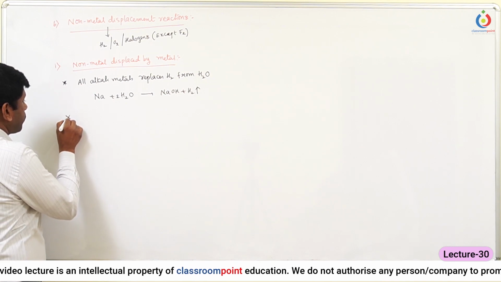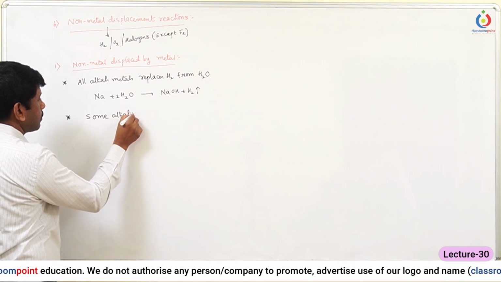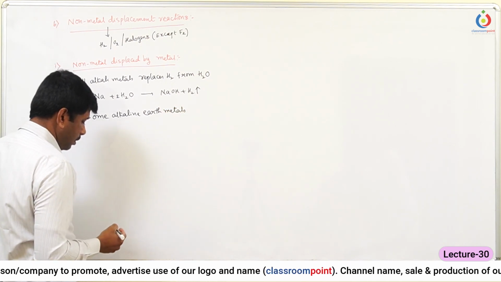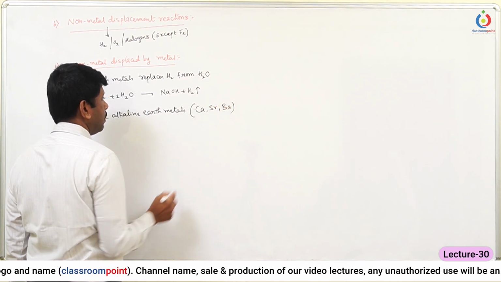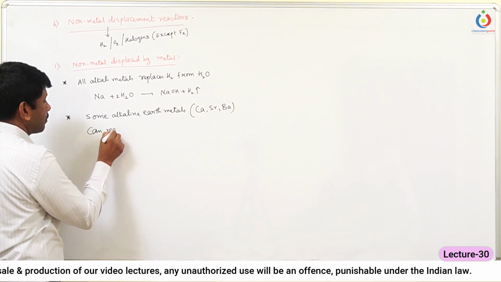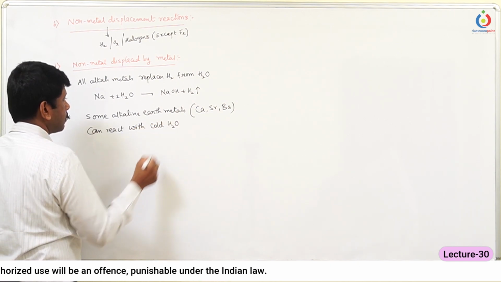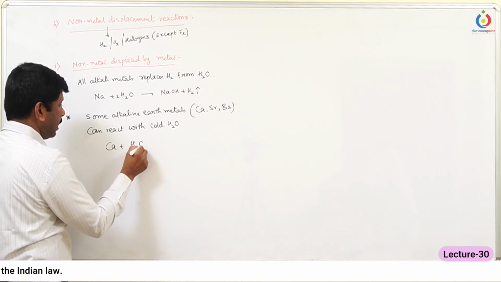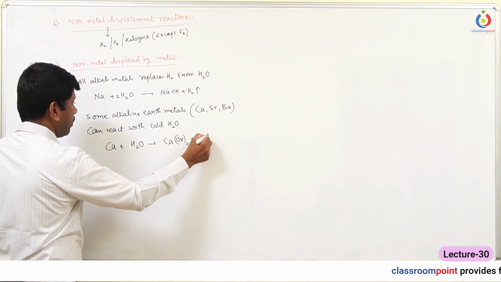And some alkaline earth metals like calcium, strontium, barium. So only these three alkaline earth metals can react with cold water. So these are more active metals. For example, if you take the calcium and H2O, it gives calcium hydroxide and liberates the hydrogen gas.